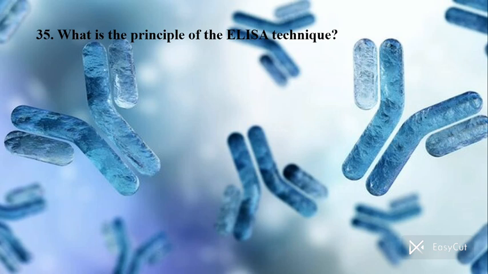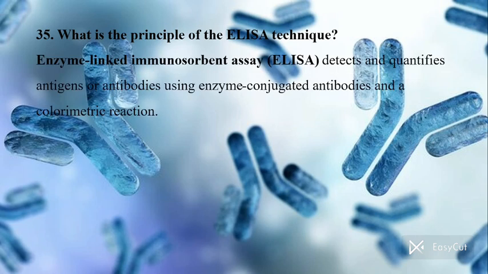As we know, ELISA stands for enzyme-linked immunosorbent assay, which detects and quantifies antigens or antibodies in the sample using enzyme-conjugated antibodies and a colorimetric reaction. This colorimetric reaction is the reaction between an enzyme and a substrate that produces a visible color, a homogeneous color formed due to the interaction of the enzyme and its substrate.